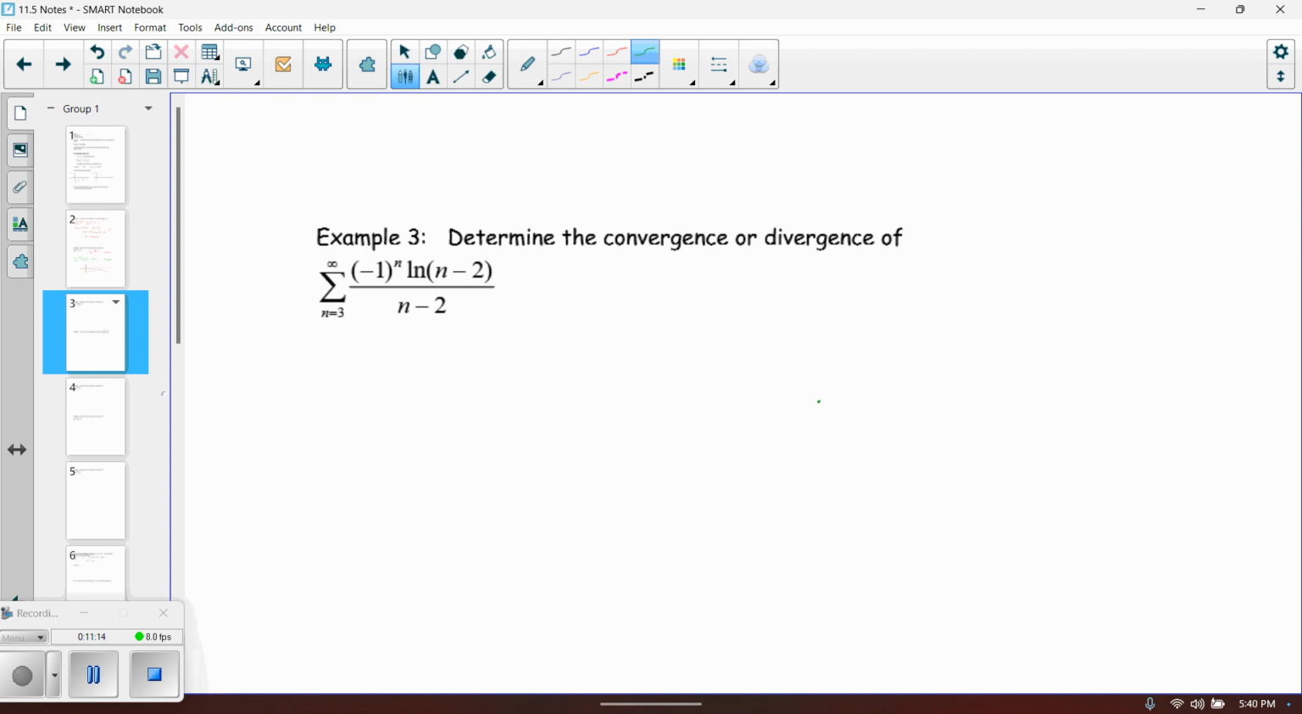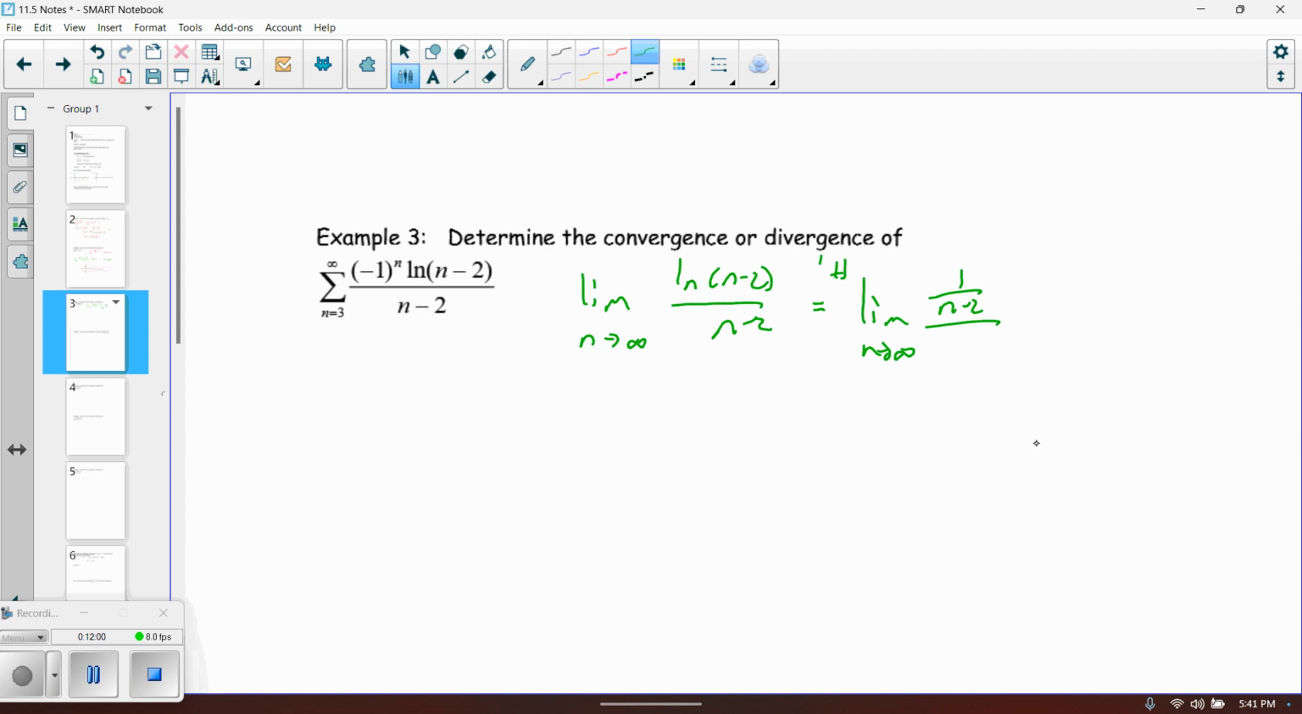Let's try the criteria. The limit as n goes to infinity, we'll do this of the absolute value, which is going to remove the negative 1 to the n part. So we're going to take the limit of the natural log of n minus 2 over n minus 2. And substituting in infinitely large numbers here, the numerator and the denominator both approach infinity. So we can use L'Hopital's rule here, which now says that I can take the derivative of the numerator and the denominator. And the derivative of the numerator is going to be 1 over n minus 2.